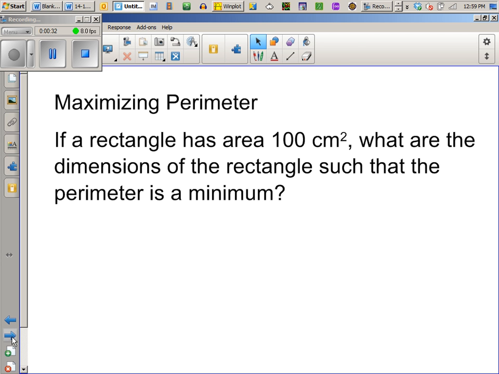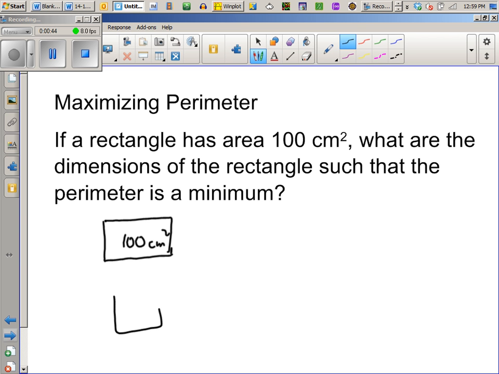So here's what's going on. You've got a rectangle, right? And it has an area of 100, like that. It might look like this, but it might not. It might actually just be a square. After all, a square is part of the rectangle family. So I've drawn two possible drawings here. Of these two, which one do you think would have the lesser perimeter?